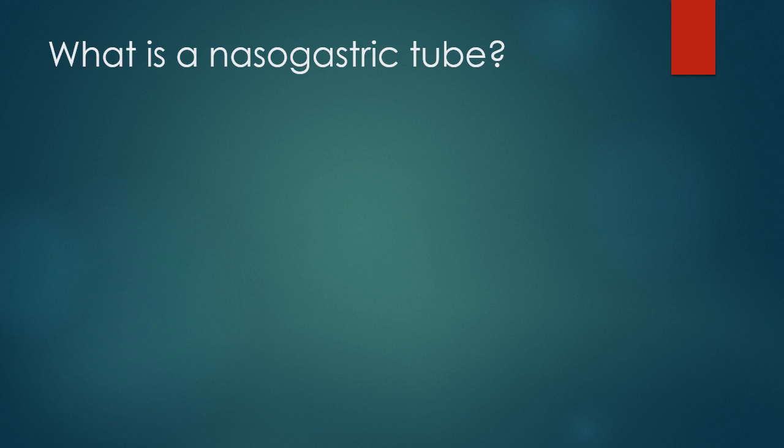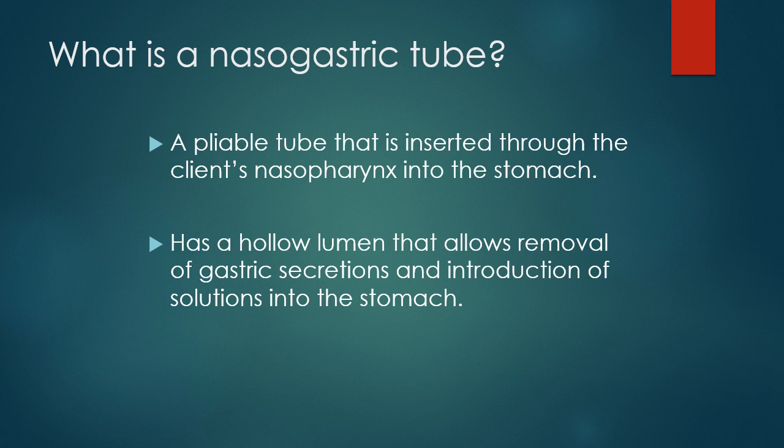So what is a nasogastric tube? It is a pliable tube that is inserted through the client's nasopharynx into the stomach. It has a hollow lumen that allows for the removal of gastric secretions and the introduction of solutions into the stomach. So the tube can be used to withdraw gastric secretions from the stomach or to insert feedings or solutions or medications into the stomach.